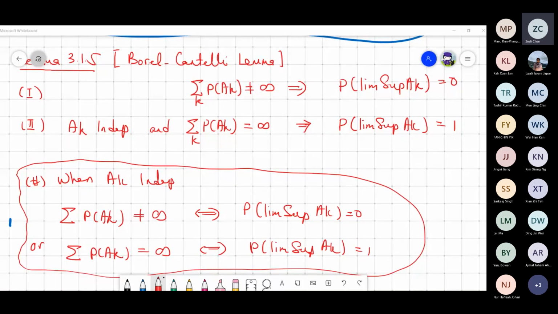So question 5. Actually, there are two parts for question 5.